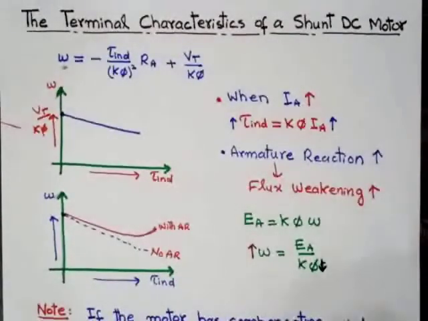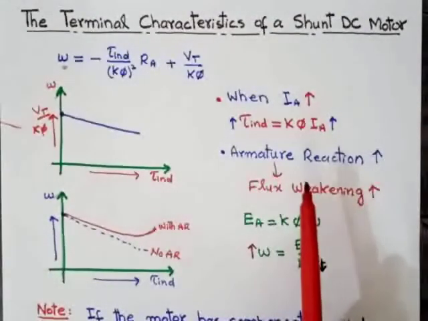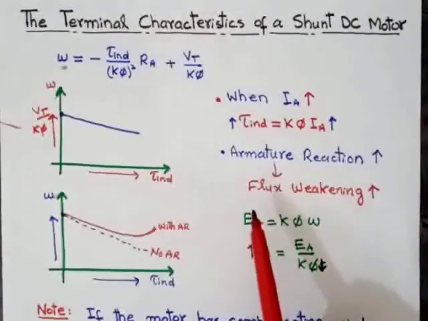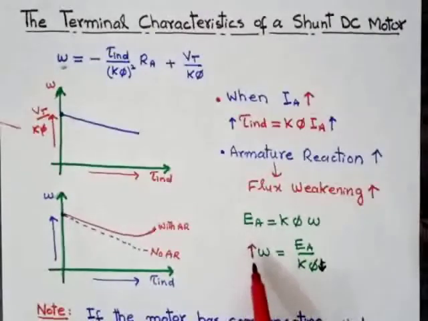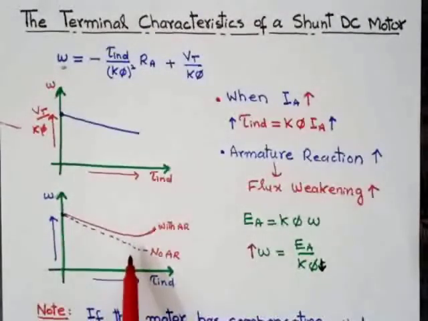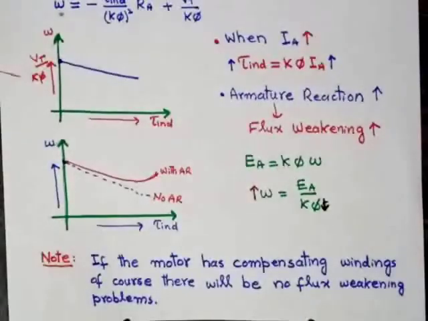Note, if the motor has compensating windings, as we have already discussed, we can remove the armature reaction by using them, and of course there will be no flux weakening problems. If we use the interpoles and compensating winding in the DC shunt motor, then there will be no armature reaction. If there is no armature reaction, there will be no flux weakening problem, and so no increase in speed. The speed will decrease continuously. That's it for this lecture.